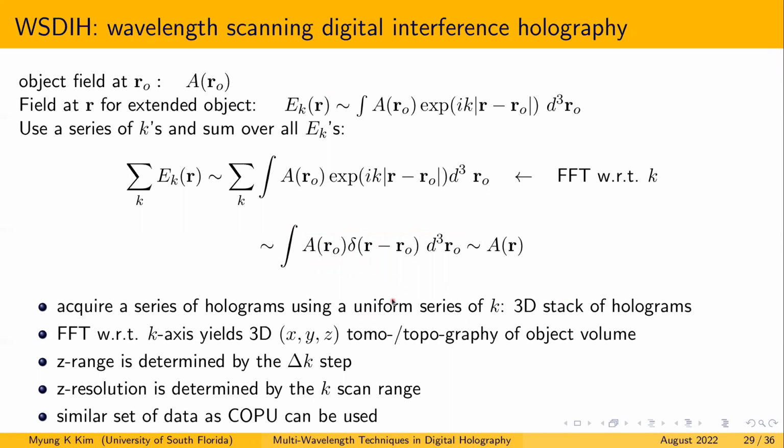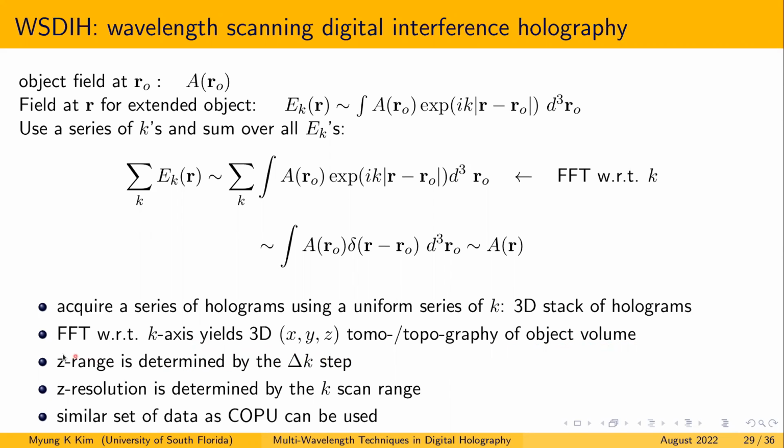Okay, so on to the last of the three methods. It turns out to be possible to process the same data set from cumulative OPU in a different way. That is, take the series of holograms using a uniform series of K or 1 over lambda to form a 3D stack of holograms. Then take FFT of the stack with respect to the K-axis, which will then yield the tomography or topography of the object volume.